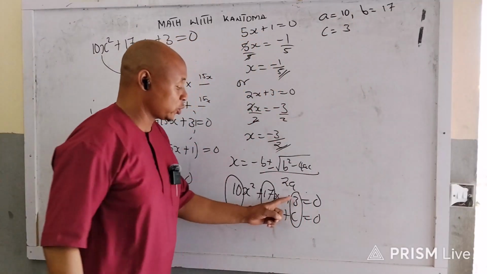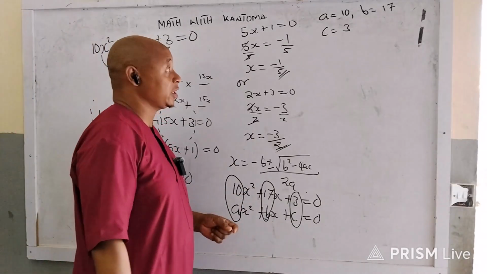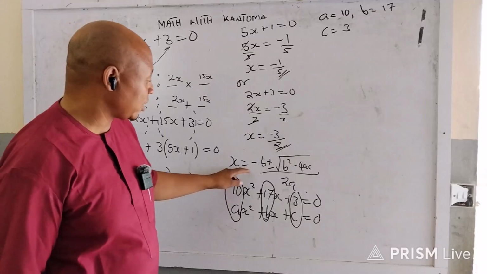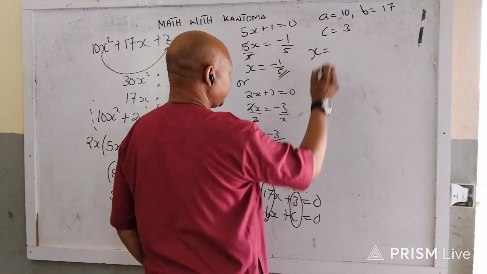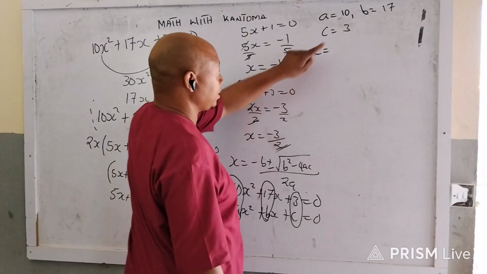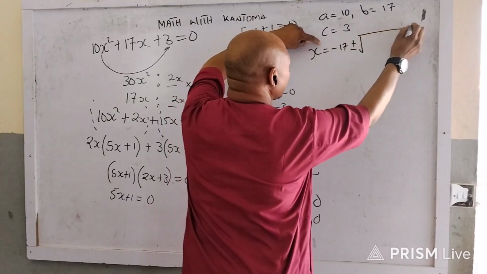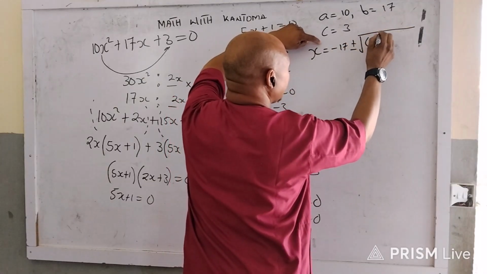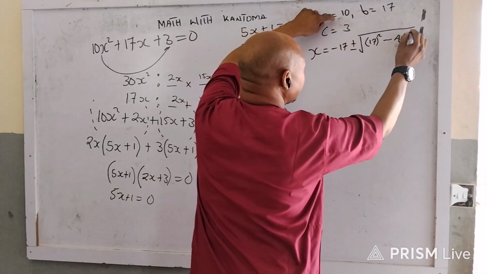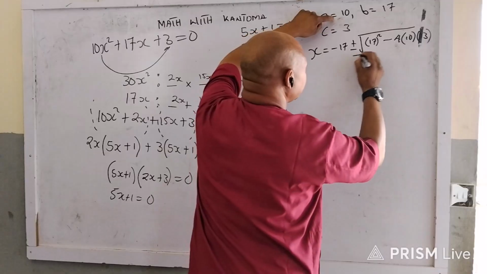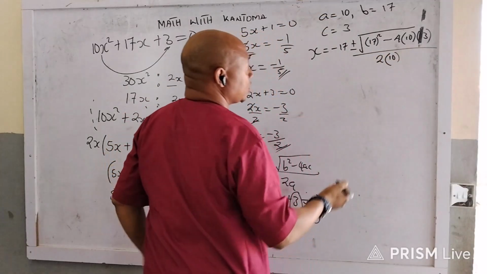If they are negative, we need to consider the negative value attached to each value. So since they are positive, we don't need to worry. Everything is positive. So now we substitute the values into this formula and find the corresponding value. So we say x is equal to minus b. Our b is 17. So we have minus 17 plus or minus square root of b squared, which is 17 squared. Right? Then minus 4 times a, which is 10, times c, which is 3. Then divide this by 2a, meaning 2 times a, and a is 10. Right? So we simplify this.